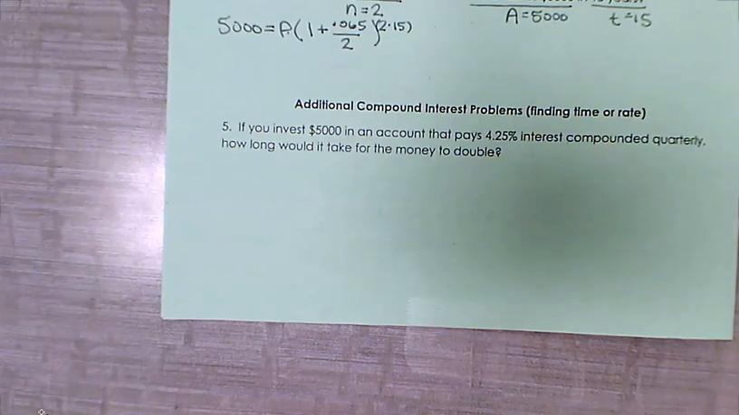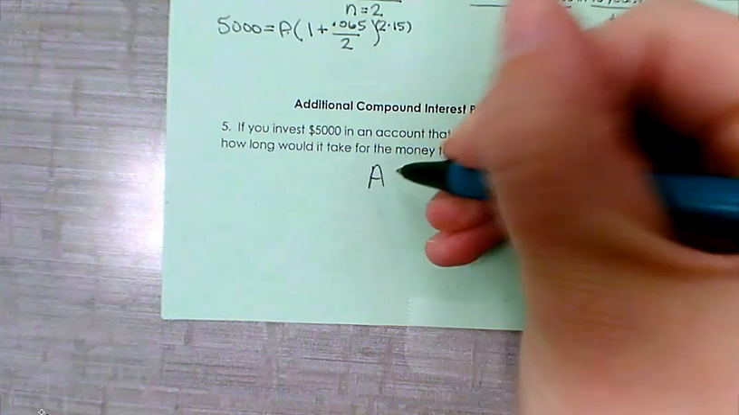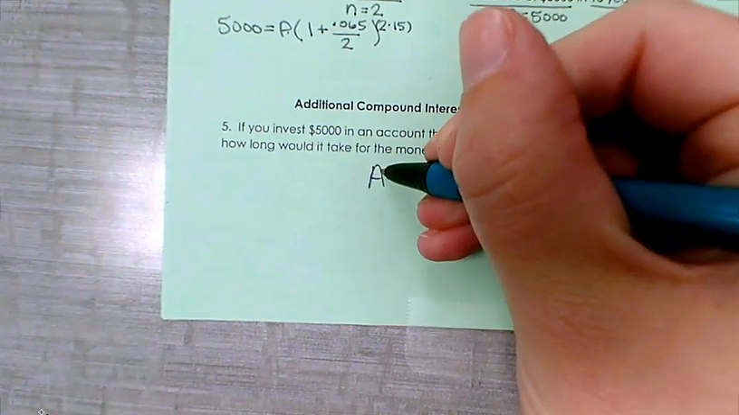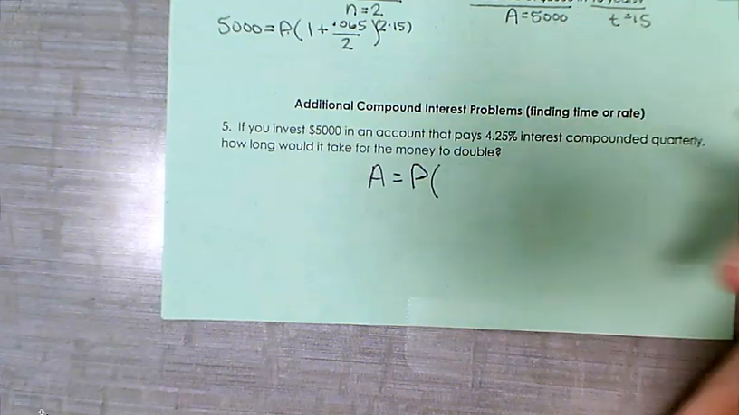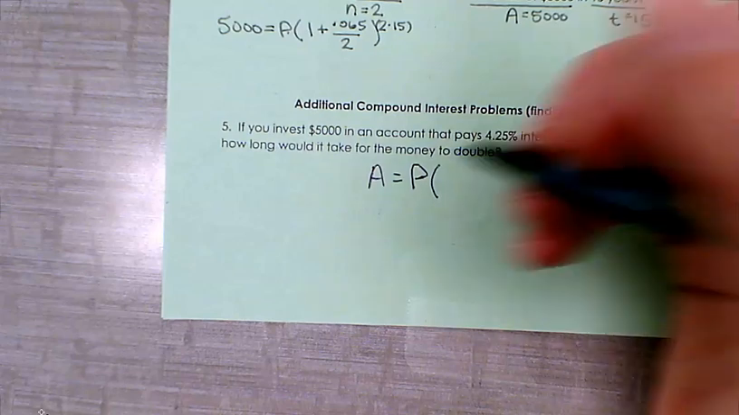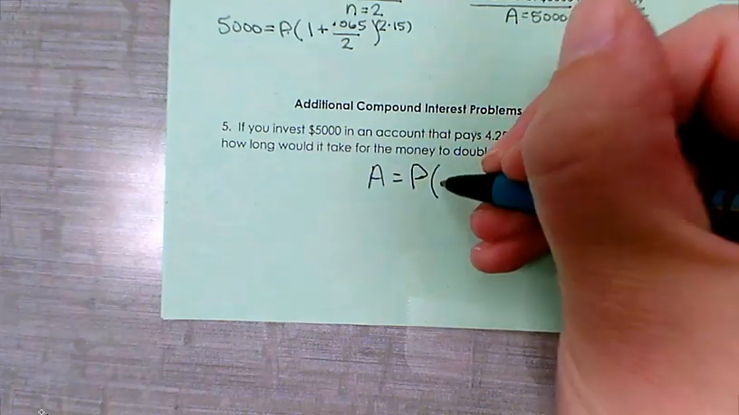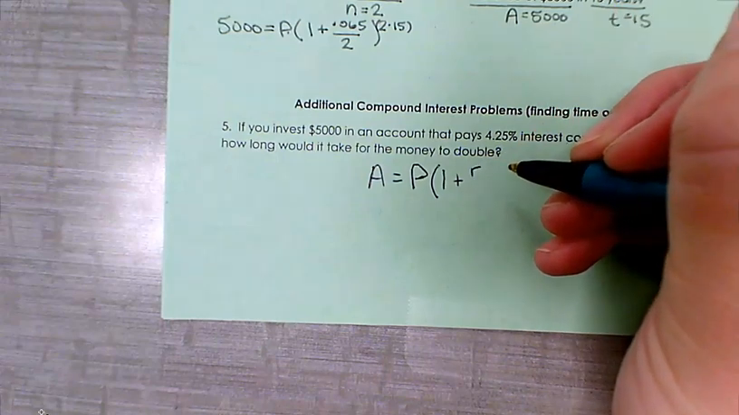So in number 5, I want you to read the problem, and I want you to identify all the pieces that you can, remembering that the formula looks like this. A was the ending value. P is the initial value. Do you remember what P stood for? Principal. Very nice. So P is the principal, or the initial value. You'll have 1 plus R. What is R? The rate.